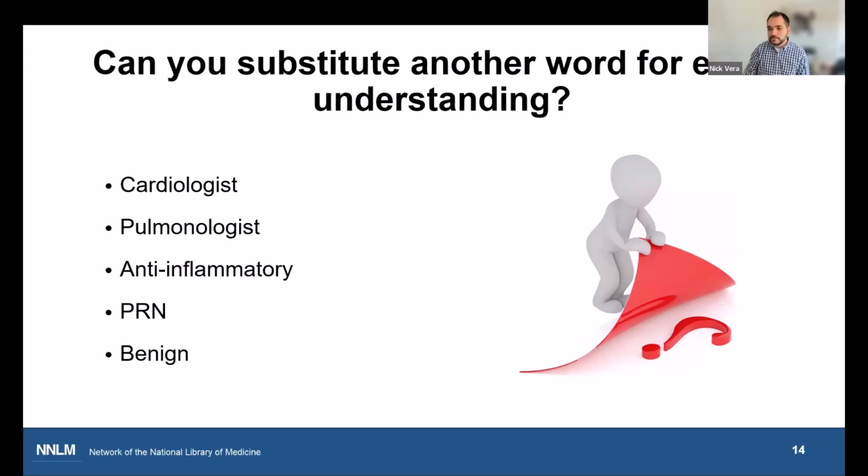Heart doctor, yeah. That's what I was thinking too. Yeah, but you all get the idea. So really trying to keep it simple and removing that barrier. Lung doctor, that's a good one. Benign, not cancer. That one always throws me. Cool. Pro as needed, as needed. Love it. PRN, if needed. Yeah, you all get the idea. Cool. We'll go on to the next slide.